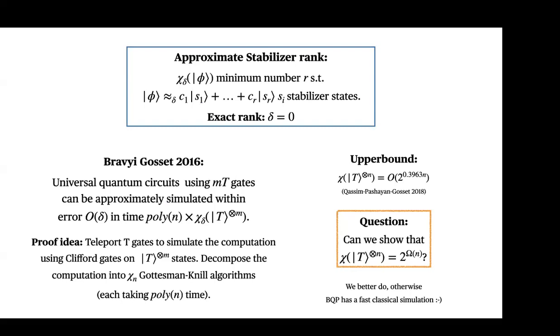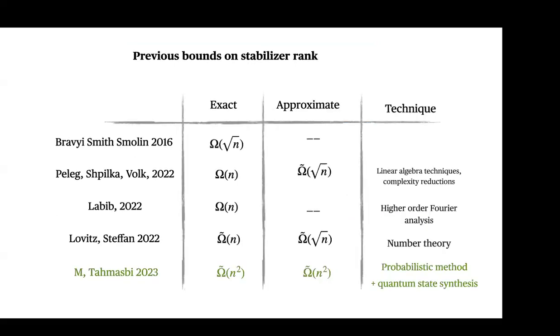Can we show that the stabilizer rank is always more than some exponential number? Okay, so what do we know? Of course, similar to any other lower bound question in theoretical computer science, you hope to prove exponential, but the best you can do is some polynomial. So this question was studied in various works.